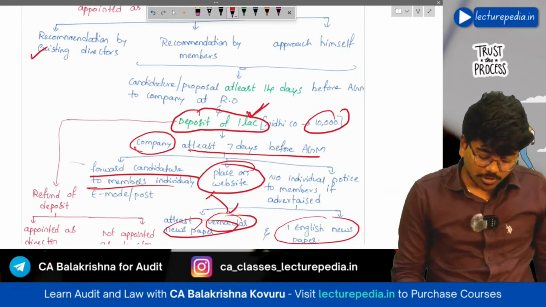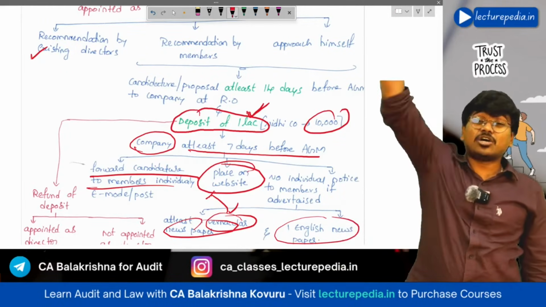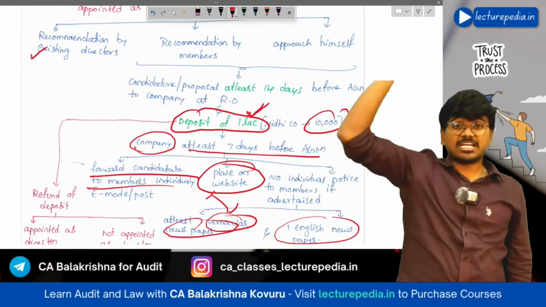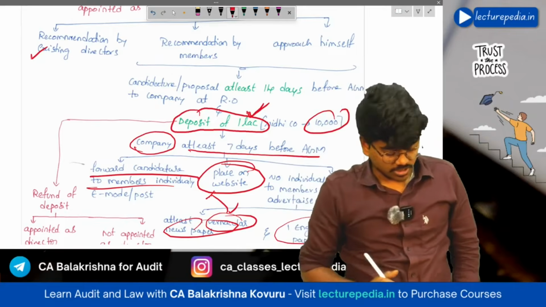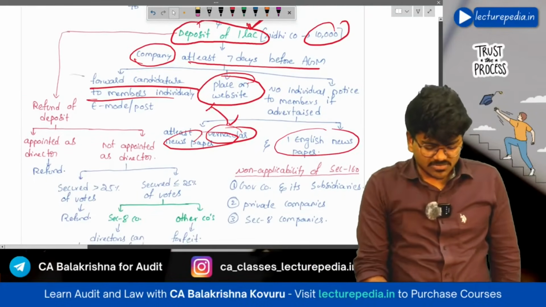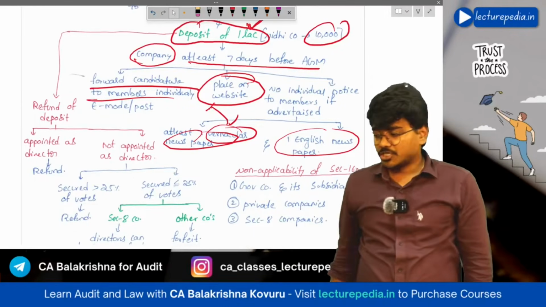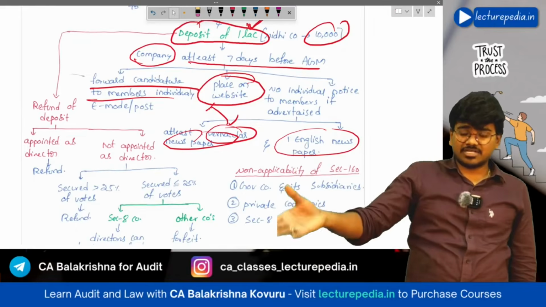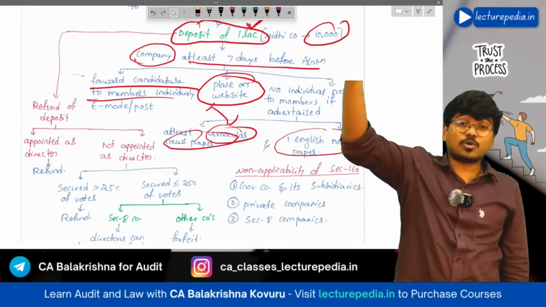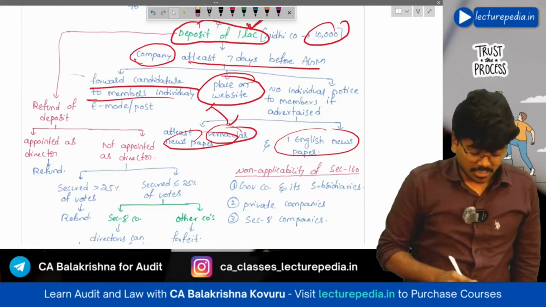And also you need to place the candidature or the proposal of this person on the website of the company. The company has to place his candidature on its website at least 7 days before the annual general meeting. Hope that is clear. So after doing all this, in the general meeting, shareholders will decide whether to appoint this person as a director or not. Now what about that 1 lakh rupees deposit, whether it will be refunded to this person or not?